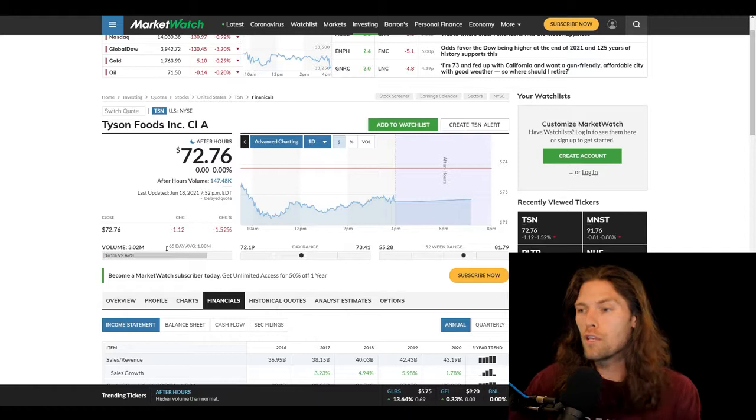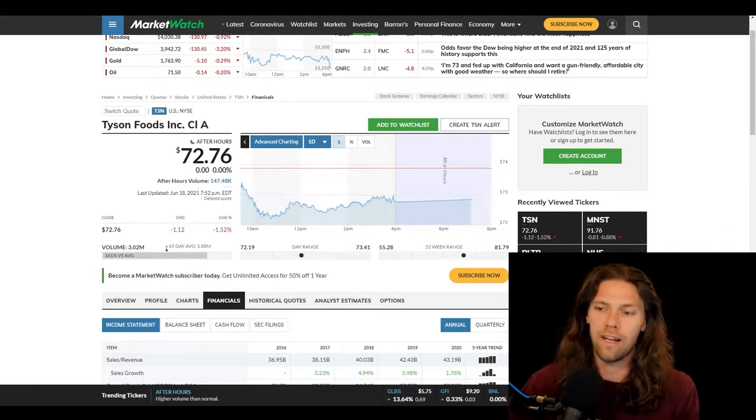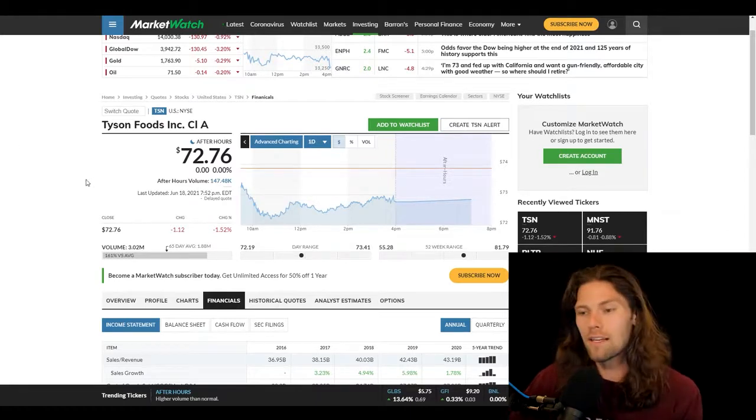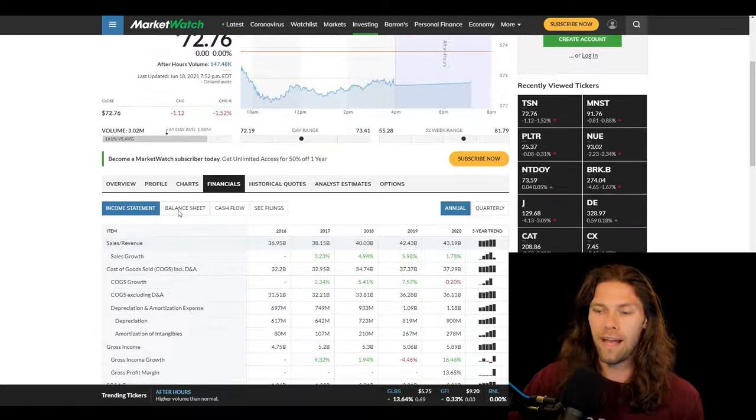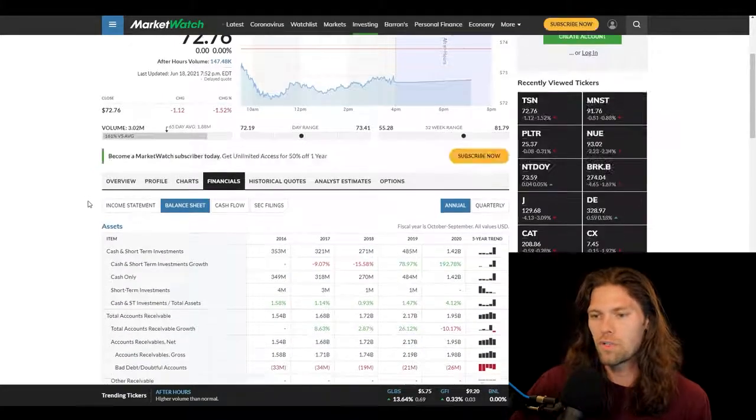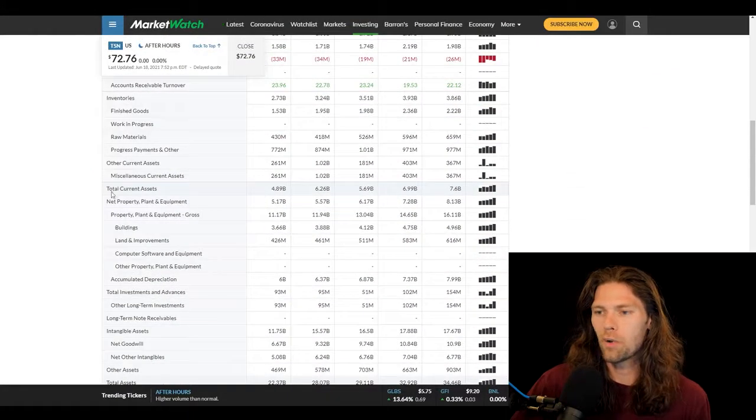Now let's show how you find these numbers within the financial statements here. So we need current assets. In order to get current assets, we go to the balance sheet. We remember what the balance sheet does. We scroll down a little bit here to total current assets.